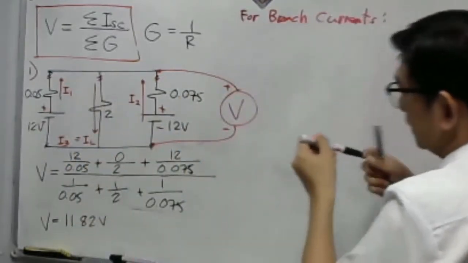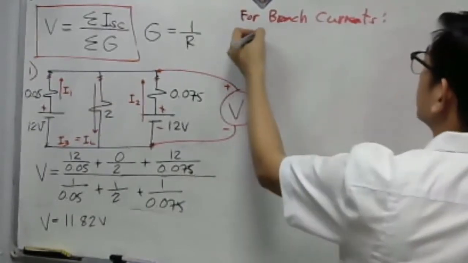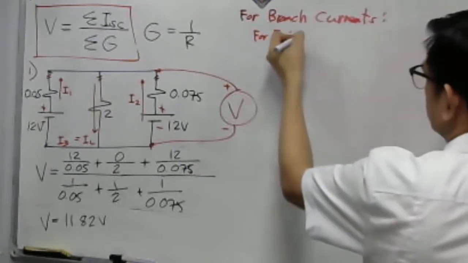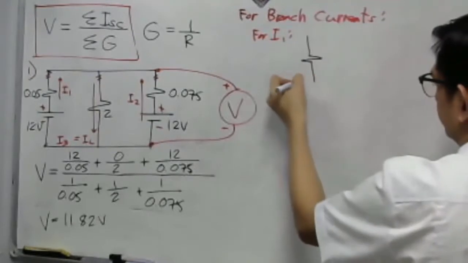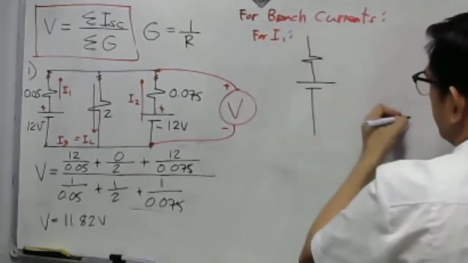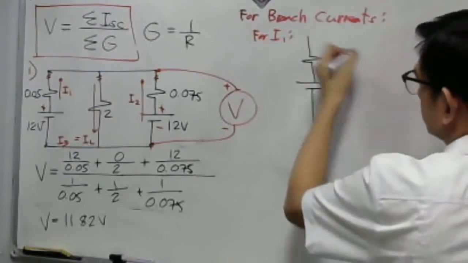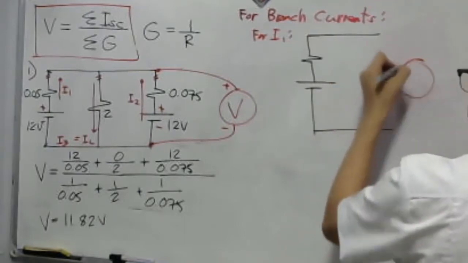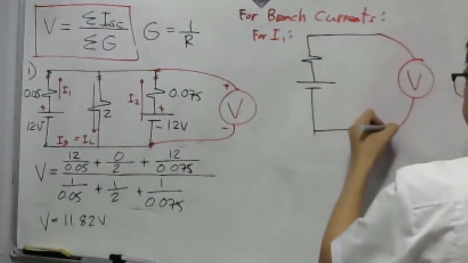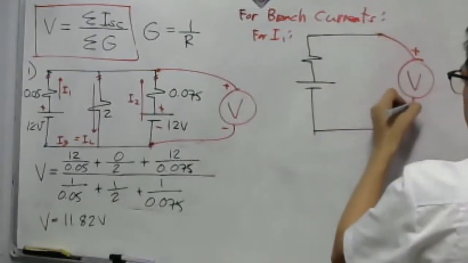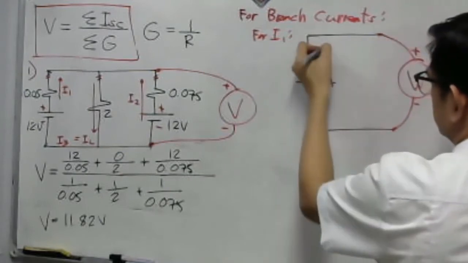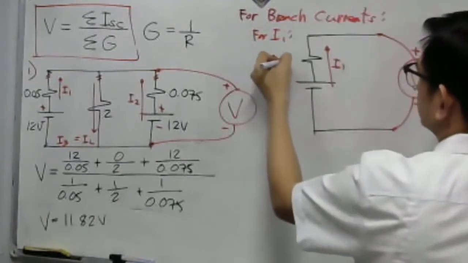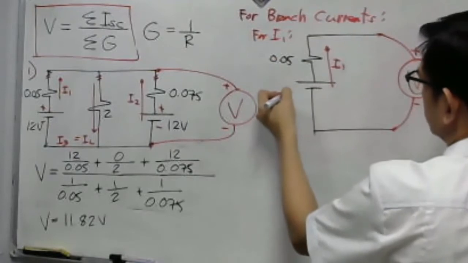So I will redraw the circuit. Let's say for I sub 1. For I1, so we have here, I will draw the circuit here. Okay. Then we have here our voltmeter here. Okay. This is plus, this is minus. Okay. So this is our I sub 1. Then we have here 0.05 ohm. Then we have here the 12 volts.